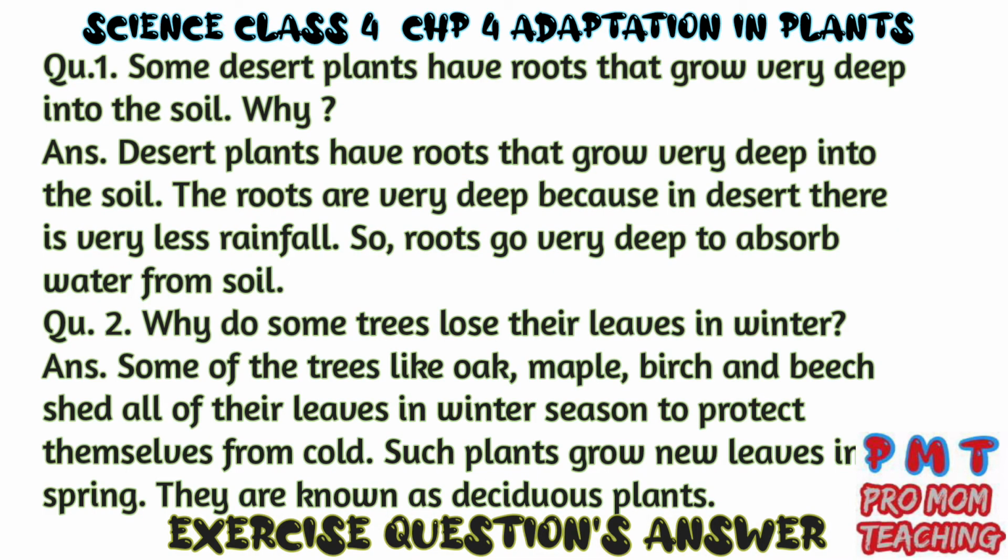Answer the following questions. Question number 1. Some desert plants have roots that grow very deep into the soil. Why? Answer. Desert plants have roots that grow very deep into the soil because in the desert there is very little rainfall. So the roots go very deep to absorb water from the soil.